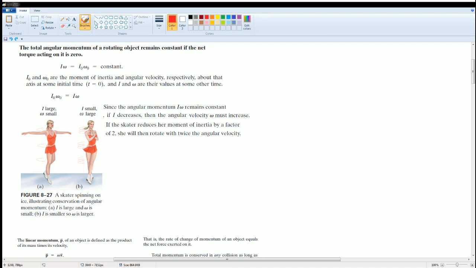Notice now that she decreases her I by putting her hands inwards. So this is big R, and this is little r. The I, moment of inertia, decreases. Because the I decreases, the angular velocity omega has to increase. This is the reason why the skater speeds up when they put their arms inwards, because final angular momentum has to be equal to initial angular momentum.